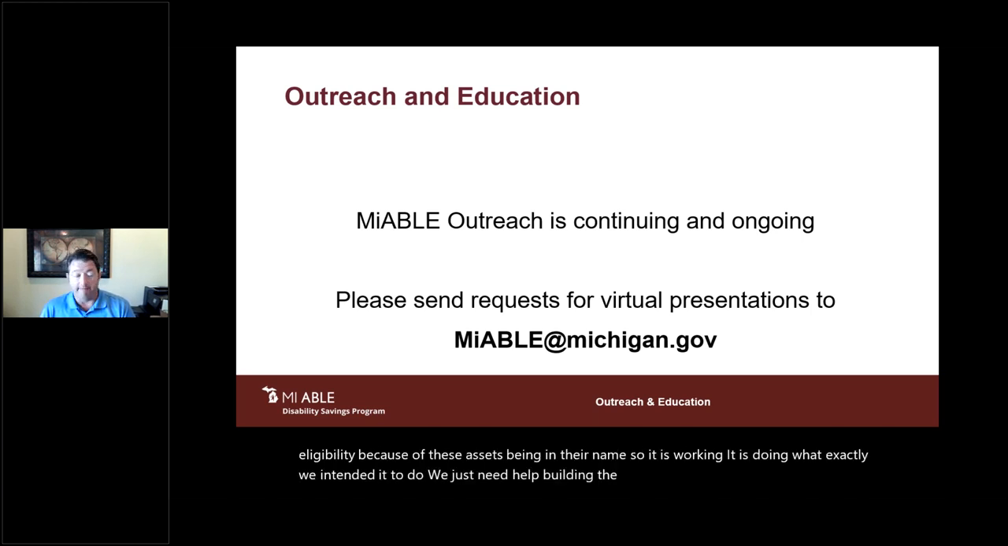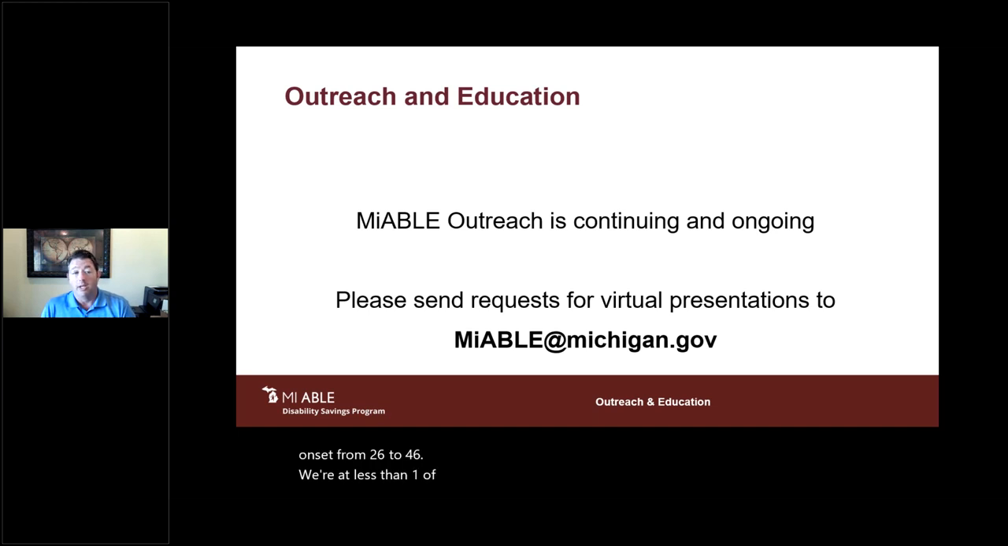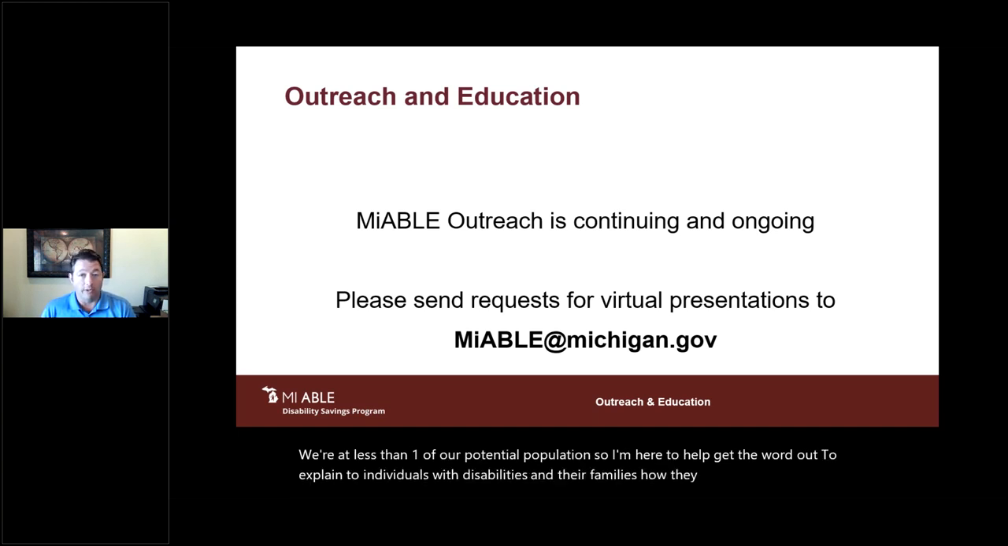I mentioned earlier that we have about 6,000 accounts open. We have about 300,000 people in the state of Michigan who are eligible. So we're at like 2% of our potential population. And again, if they raise the age of onset from 26 to 46, we're at less than 1% of our potential population. So I'm here to help get the word out, to explain to individuals with disabilities and their families how they can save for their future expenses without jeopardizing their eligibility for the public benefits that they need.